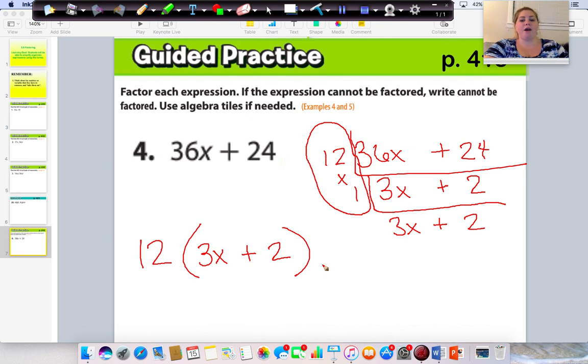So I did the birthday cake method. I found what they had in common, their greatest common factor. I took it out. That's the number on the outside of the parentheses, and the numbers on the inside of the parentheses are what you end up with at the end of your birthday cake method.